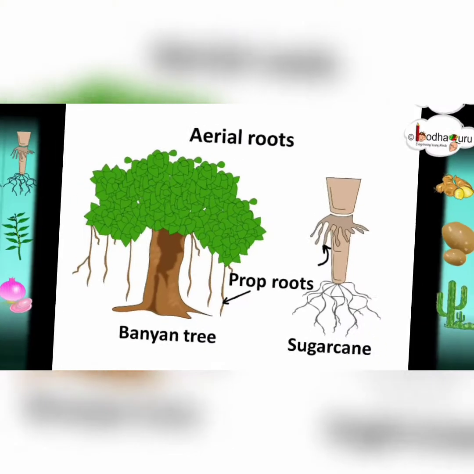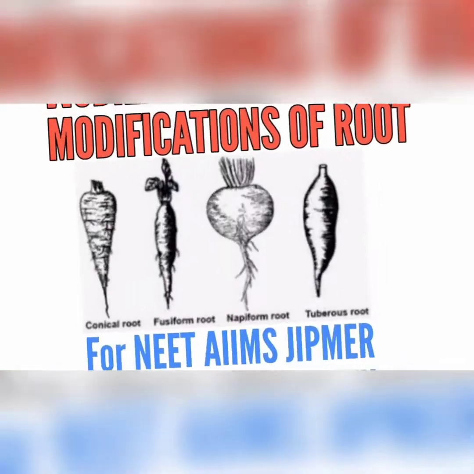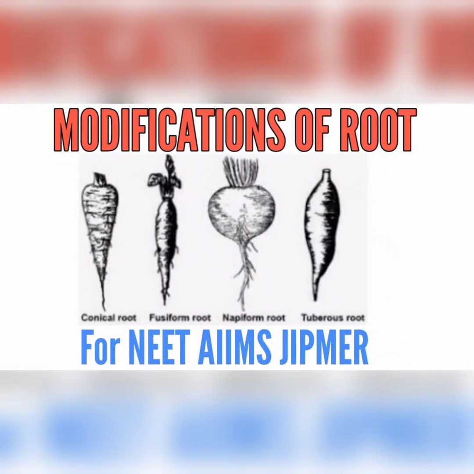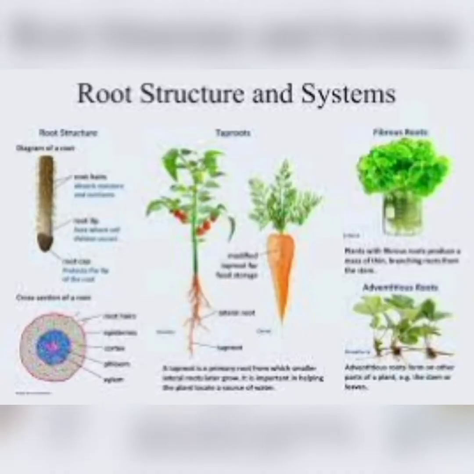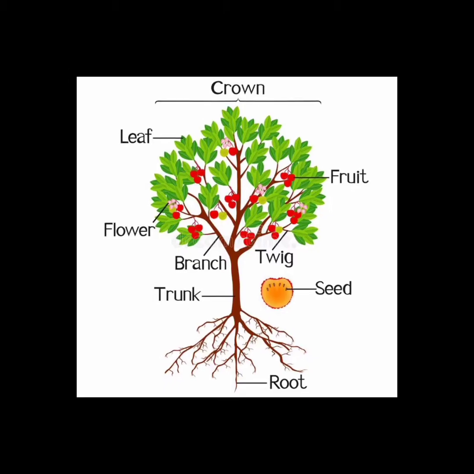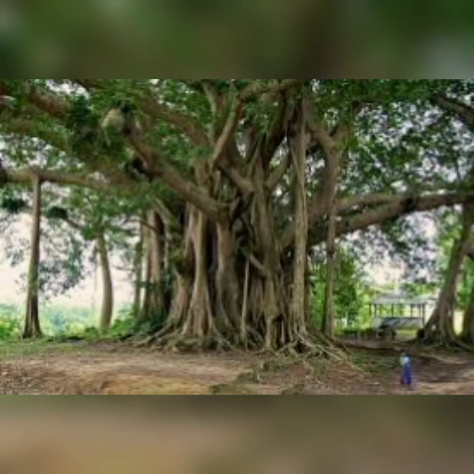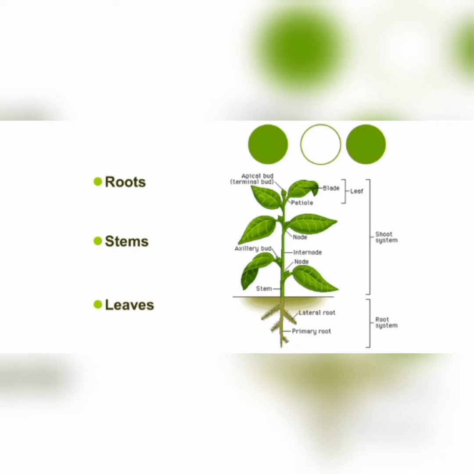In many monocot plants, the primary roots are short-lived and they are replaced by a large number of roots. These roots originate from the base of the stem and they constitute the fibrous root system. In some plants, like grass, monstera, and the banyan, roots arise from parts of the plant other than the radicle, and they are called adventitious roots.